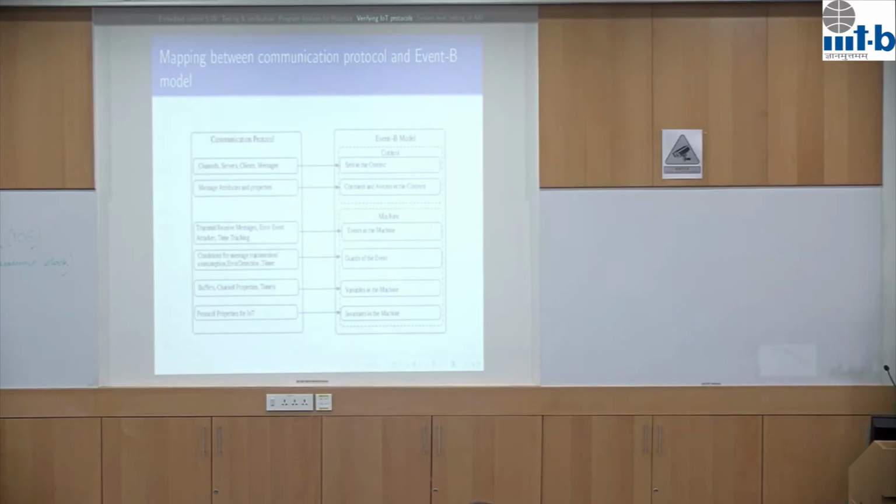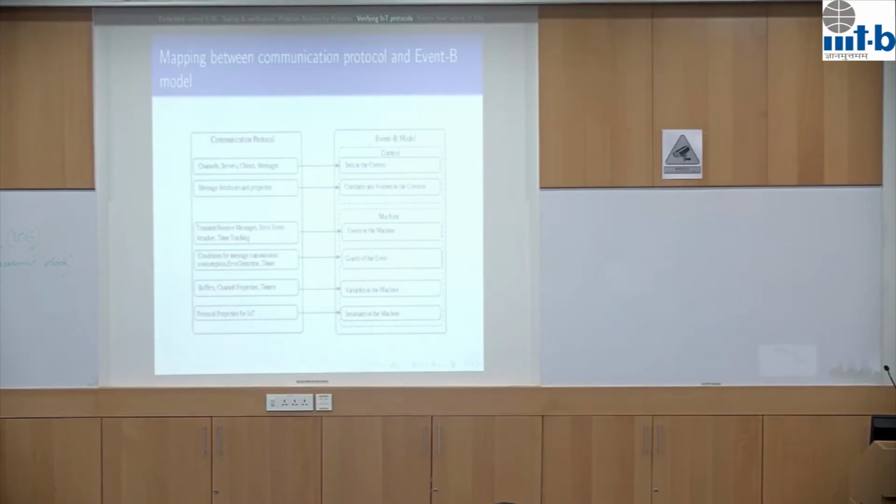So here is a generic representation of a communication protocol. Typically, a communication protocol will talk about what the channels are: servers, clients, messages. For us, they will all be sets, mathematical sets. Then it will tell you what the attributes of a message are: sender, receiver, QoS level, what it is, and what the properties are. For us, those will be what we call constants and axioms.